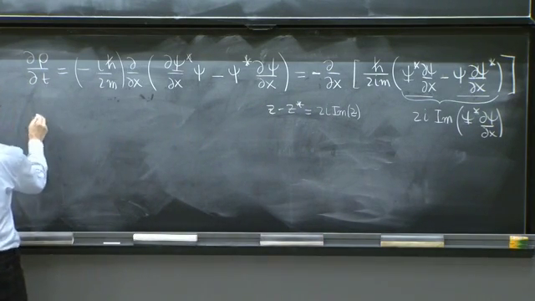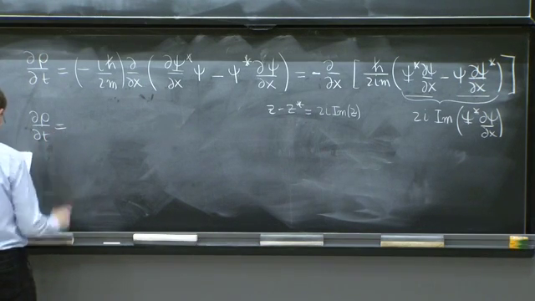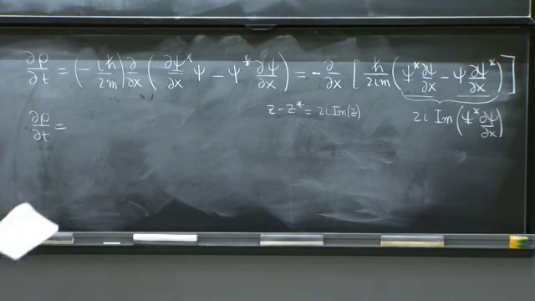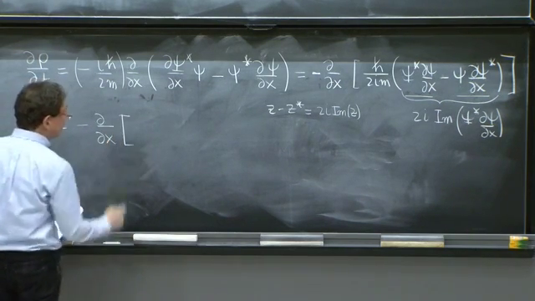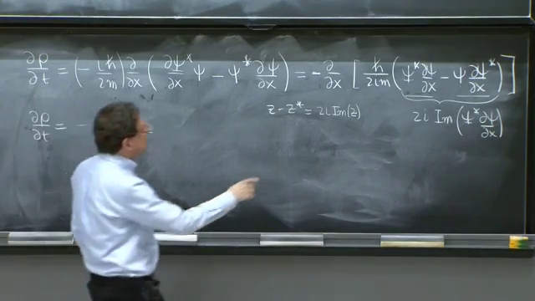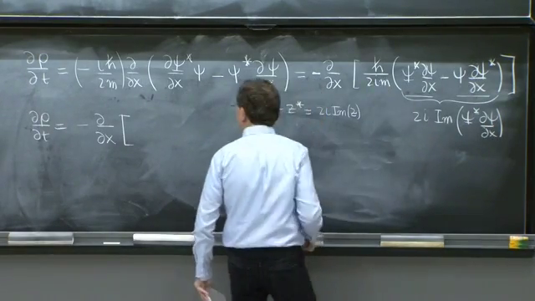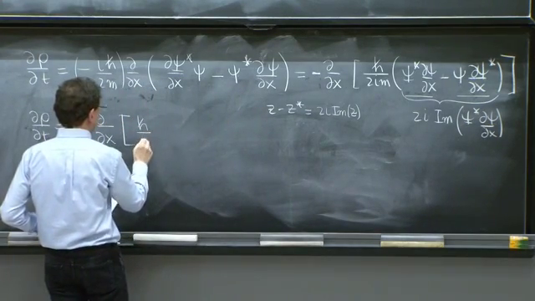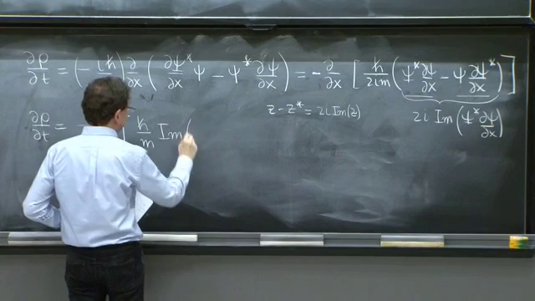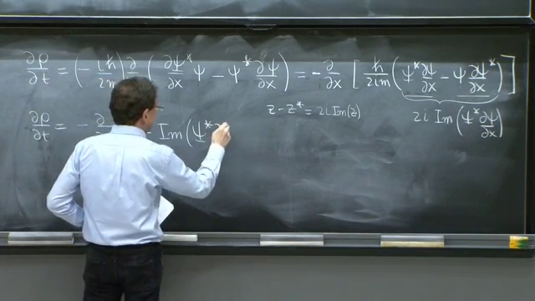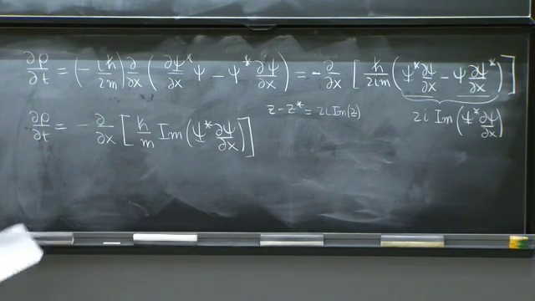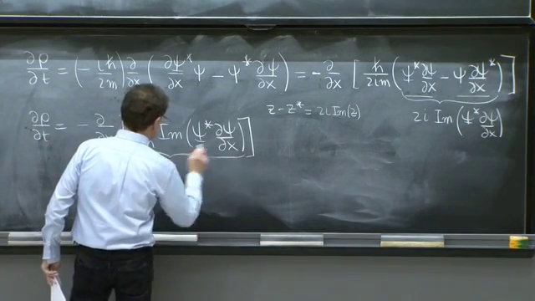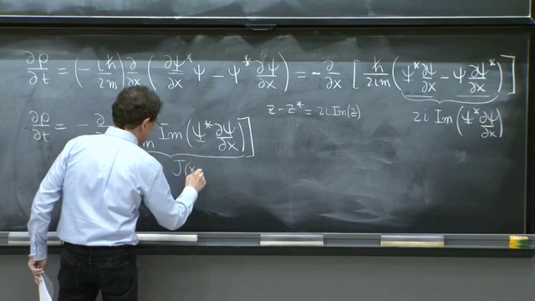So d rho dt is equal to minus d dx of what? Of 2i times the imaginary part of that, which cancels the 2i. You get h bar over m imaginary part of psi star d psi dx. And this quantity is going to be called the current density.